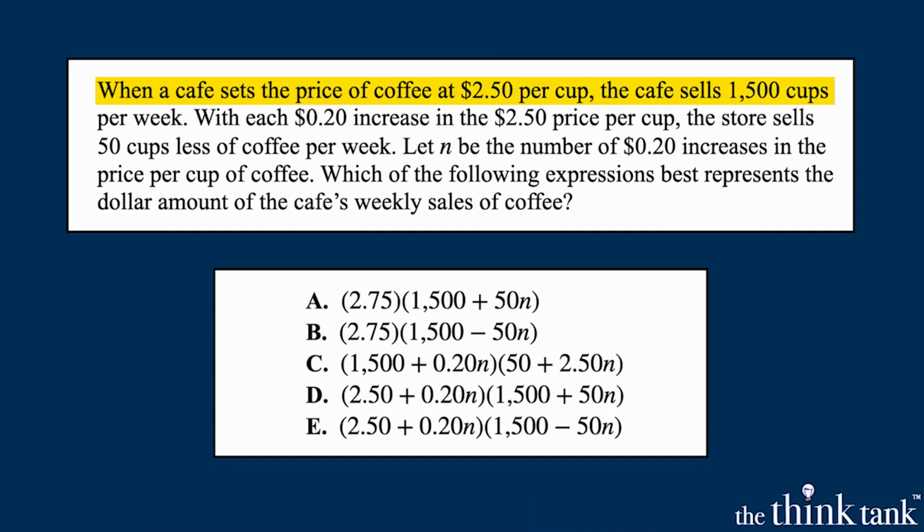When a cafe sets the price of coffee at $2.50 per cup, the cafe sells 1,500 cups of coffee per week. With each 20-cent increase in the $2.50 price per cup, the store sells 50 cups less of coffee per week. Let N be the number of 20-cent increases in the price per cup of coffee. Which of the following expressions best represents the dollar amount of the cafe's weekly sales of coffee? We've got some options. Let's go.